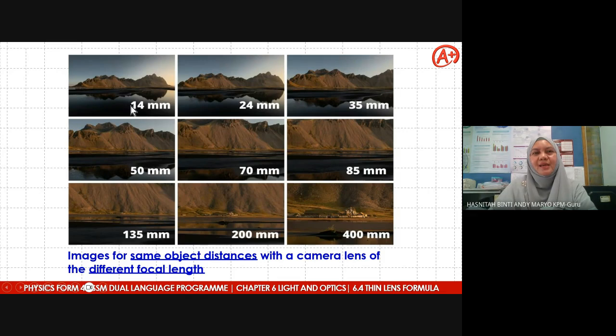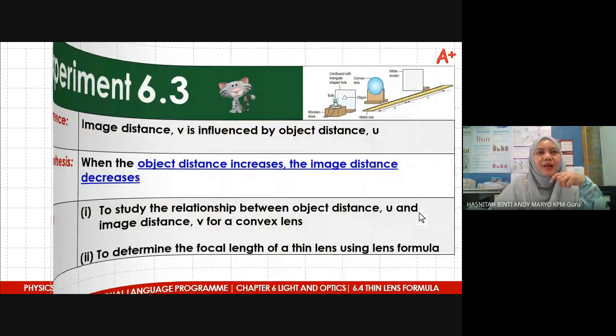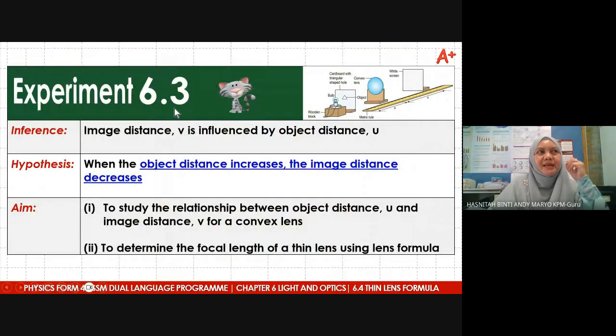So you can see here, when the focal length increases, the size of the image also increases. So a longer focal length will give you bigger magnification, or a bigger size of image.